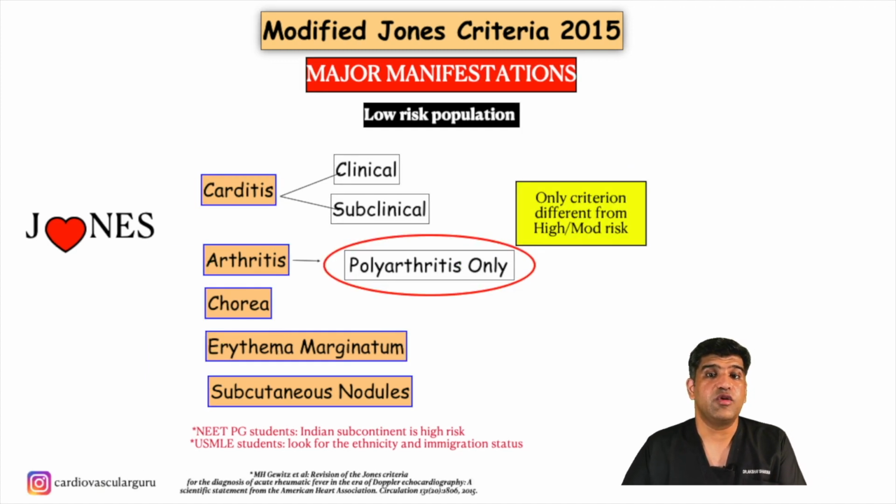Now, similarly, in the low risk population, what is the difference between revised Jones criteria in high risk and low risk population? Single difference. In the arthritis section, there is only polyarthritis in the low risk population. Monoarthritis or polyarthralgia will not be considered as a major criterion in low risk population. In low risk population, we consider only polyarthritis as a major criterion. Rest, carditis, chorea, erythema marginatum and subcutaneous nodules remain the same.